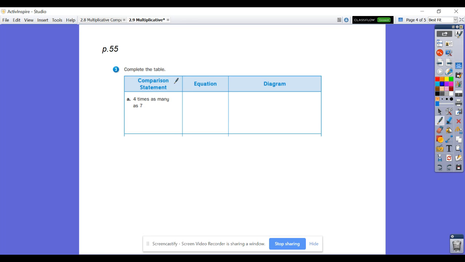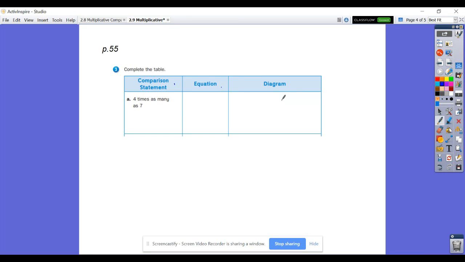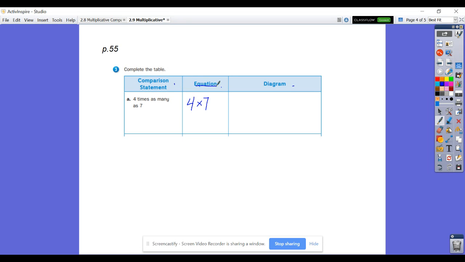So first they give you a comparison statement, might be multiplicative, might be additive. Then you need to write the equation and you need to draw the diagram. So if the statement said 4 times as many as 7, if I just write 4 times 7, have I written an equation? If you said no, you are correct. Equations must have an equal sign. I hope you were screaming that at the video. Equations must have an equal sign, right?